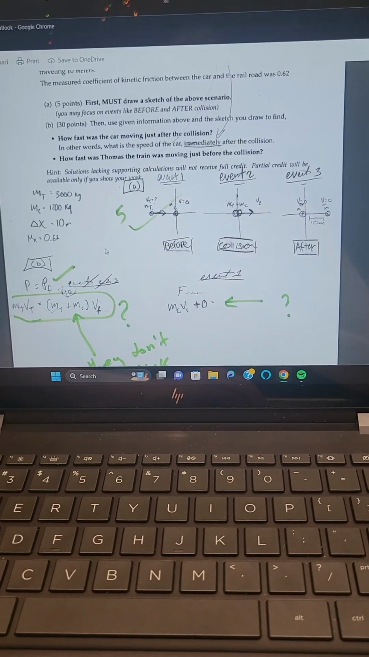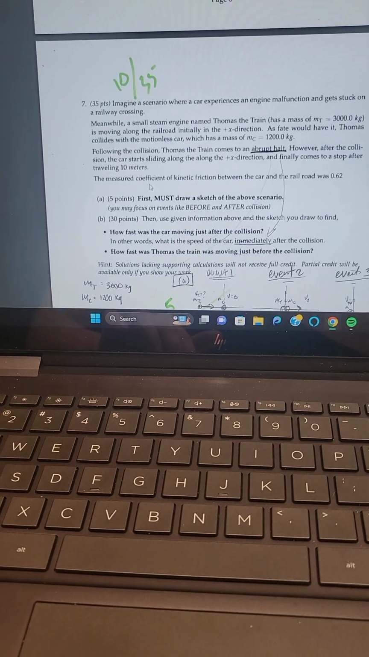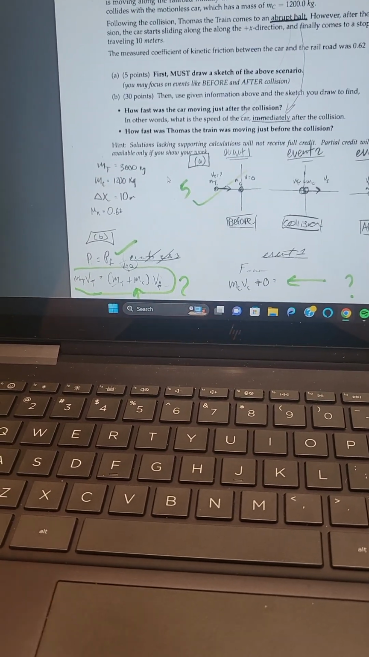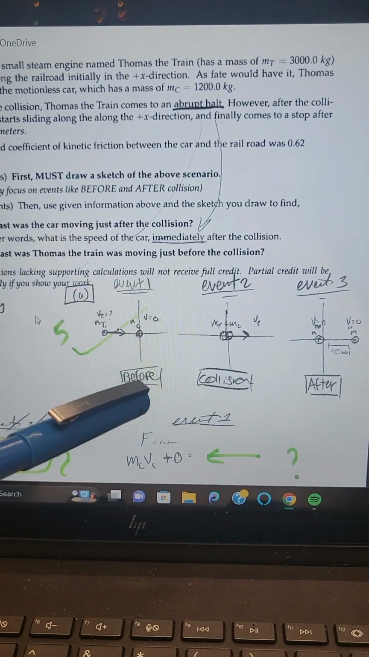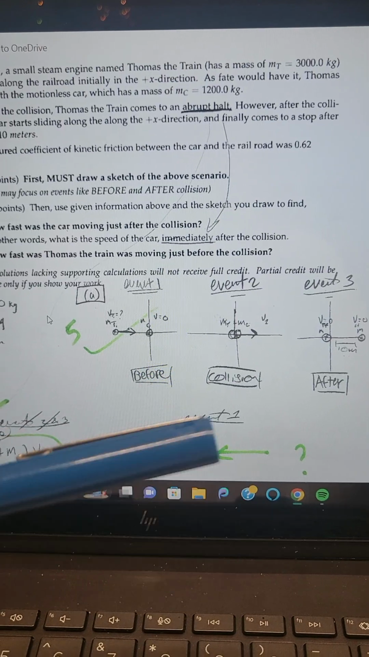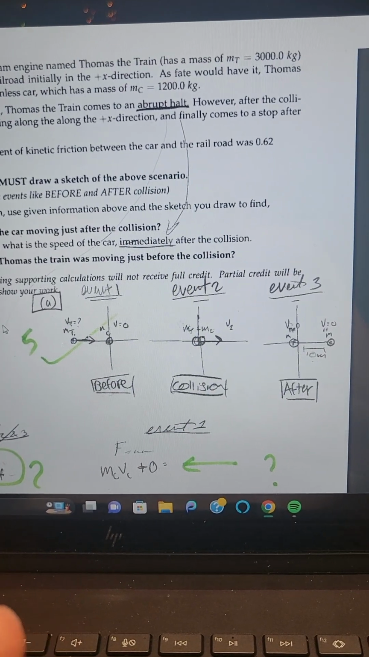Okay, so for my video corrections, I am doing problem 7, which I got a significant amount of points off of. So I did part A correctly by sketching out each of the events. So event 1 before the collision, event 2, which is the collision, and then event 3, which is after the collision.